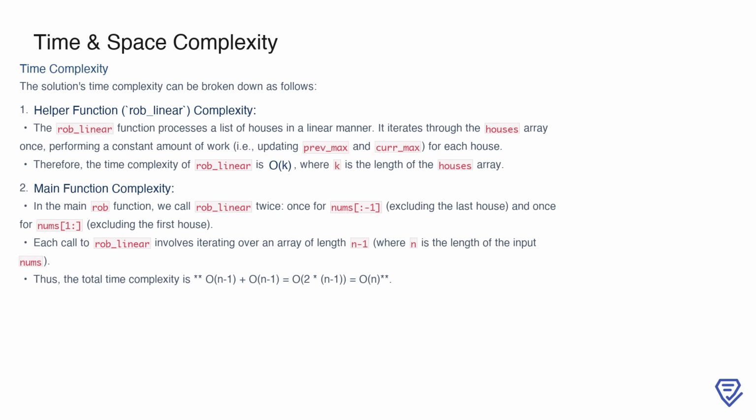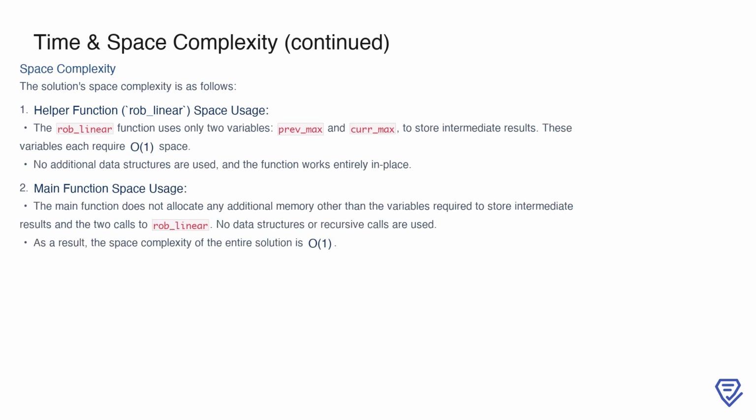passed to it. In the main rob function, we call rob_linear two times, first for the array excluding the last house, and then for the array excluding the first house. Since each of these arrays has a length of n-1, where n is the length of the input nums, the total time complexity becomes O(n-1) plus O(n-1). Simplifying this gives us O(2*(n-1)), which is equivalent to O(n) when we drop constants in big O notation. Now, let's examine the space complexity.